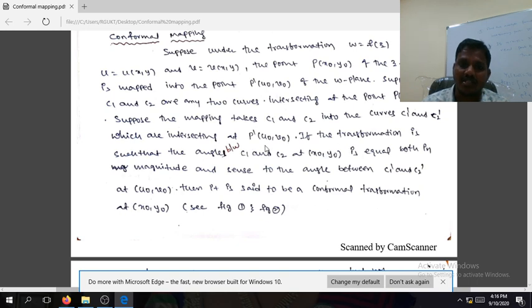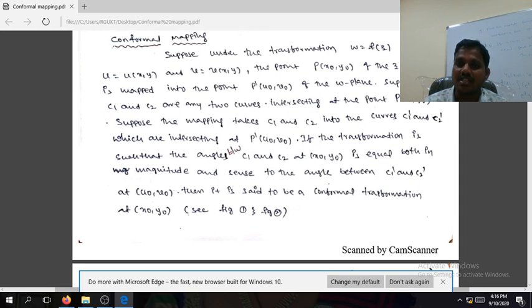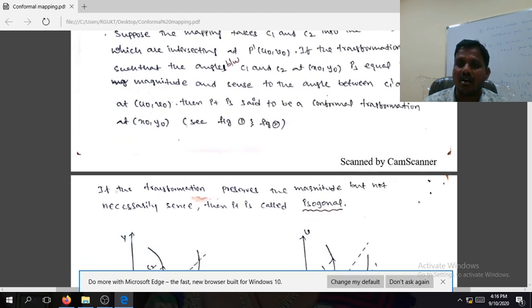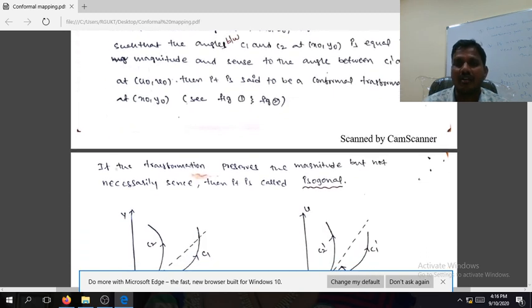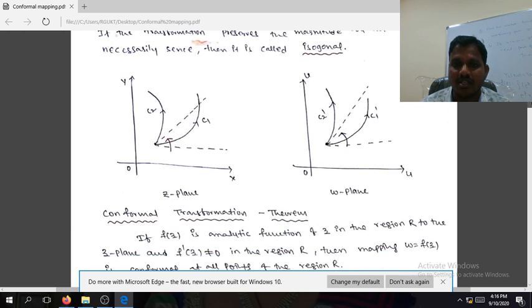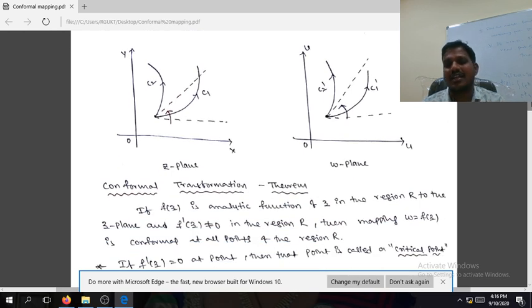If the transformation is such that the angle between C1 and C2 at x0 comma y0 is equal, in both magnitude and sense, to the angle between C1 dash and C2 dash, such a mapping is called a conformal mapping or conformal transformation. Is it clear? If you see this figure, you can get the clarity.